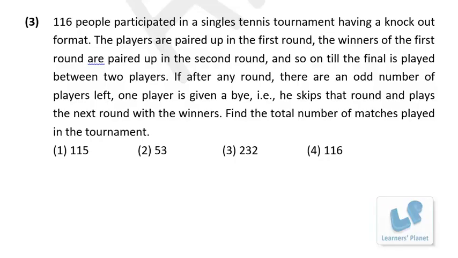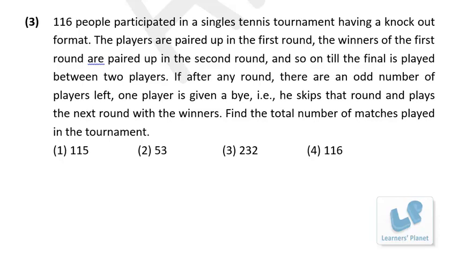116 people participated in a singles tennis tournament having a knockout format. The players are paired in the first round. The winners of the first round are paired up in the second round, and so on till the final is played between two players. If after any round there are an odd number of players left, one player is given a bye. That is, he skips that round and plays the next round with the winners. Find the total number of matches played in the tournament.